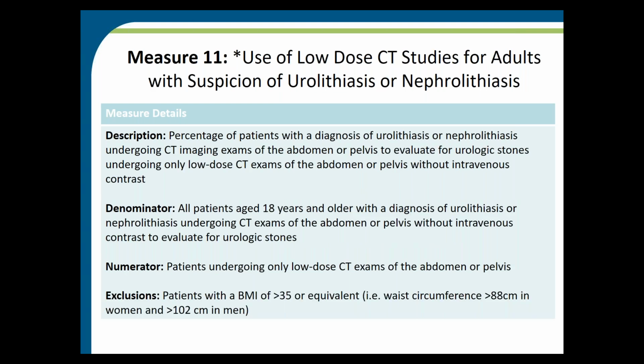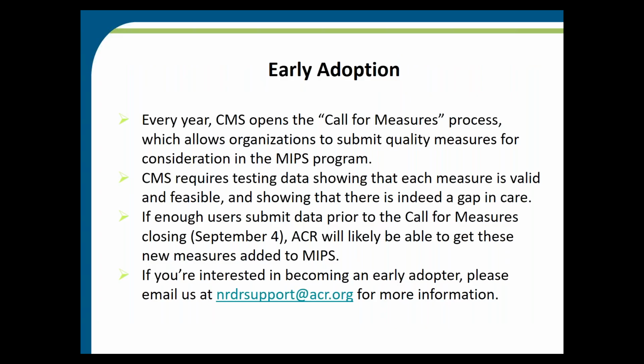And then the final measure, also a QCDR measure, is similar. This is for patients with renal stones who are undergoing CT imaging of the abdomen or pelvis, who are receiving low-dose CT. So those are the 11 new measures. I hope those kind of make sense to everybody. I hope you can see how they would be useful for reporting.